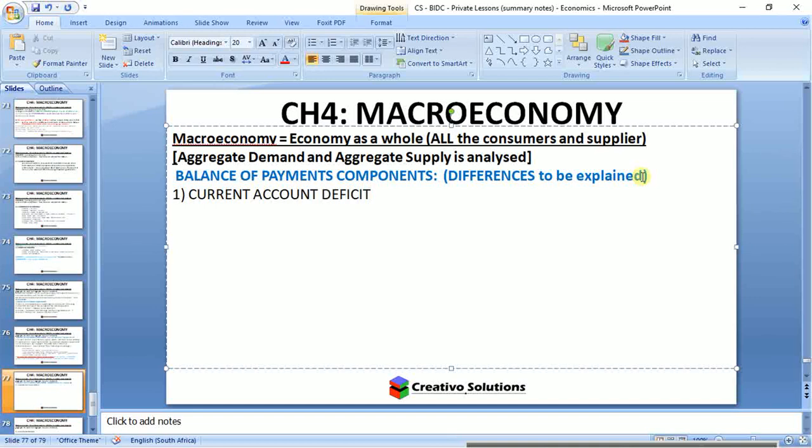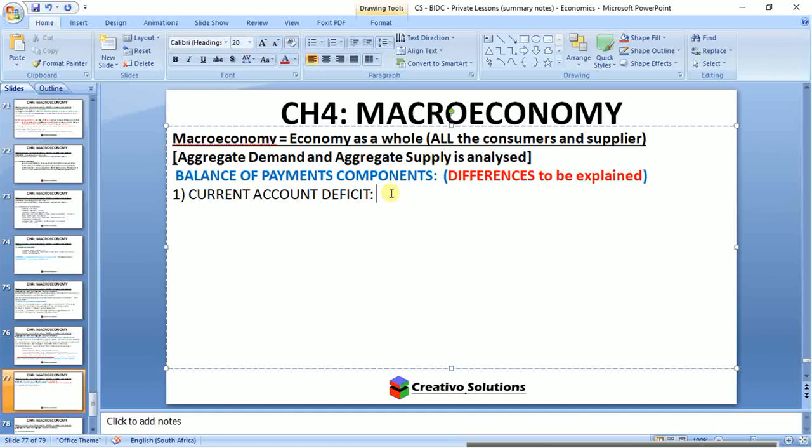That's the first one. Okay, so when you see the words current account deficit, what does the current account refer to? Isn't this heading balance of payments, disequilibria? So meaning differences. That's what I wrote down here: the differences that need to be explained. Meaning they're not in balance. They're not in sync. They're out of synchronization. And we need to check why.